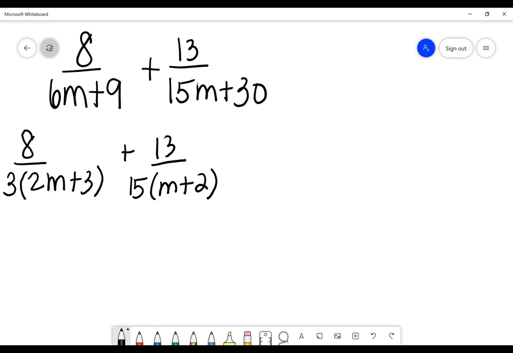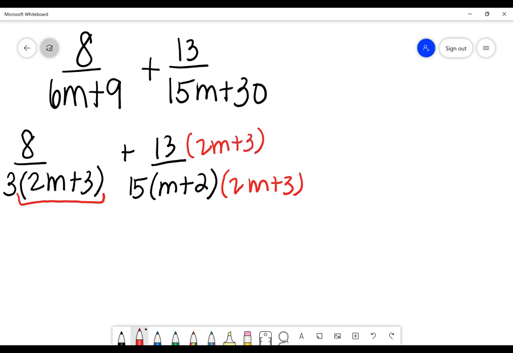Now from here, I want to find a common denominator. Well, looking at this, they don't have anything in common. The one on the left has 2m plus 3. The one on the right doesn't. So I need to make it have 2m plus 3 by multiplying in the numerator and the denominator. Now, if I look at the fraction on the right, it has m plus 2. The fraction on the left does not. So I'm going to have to multiply this by m plus 2. So I've taken care of my factors.